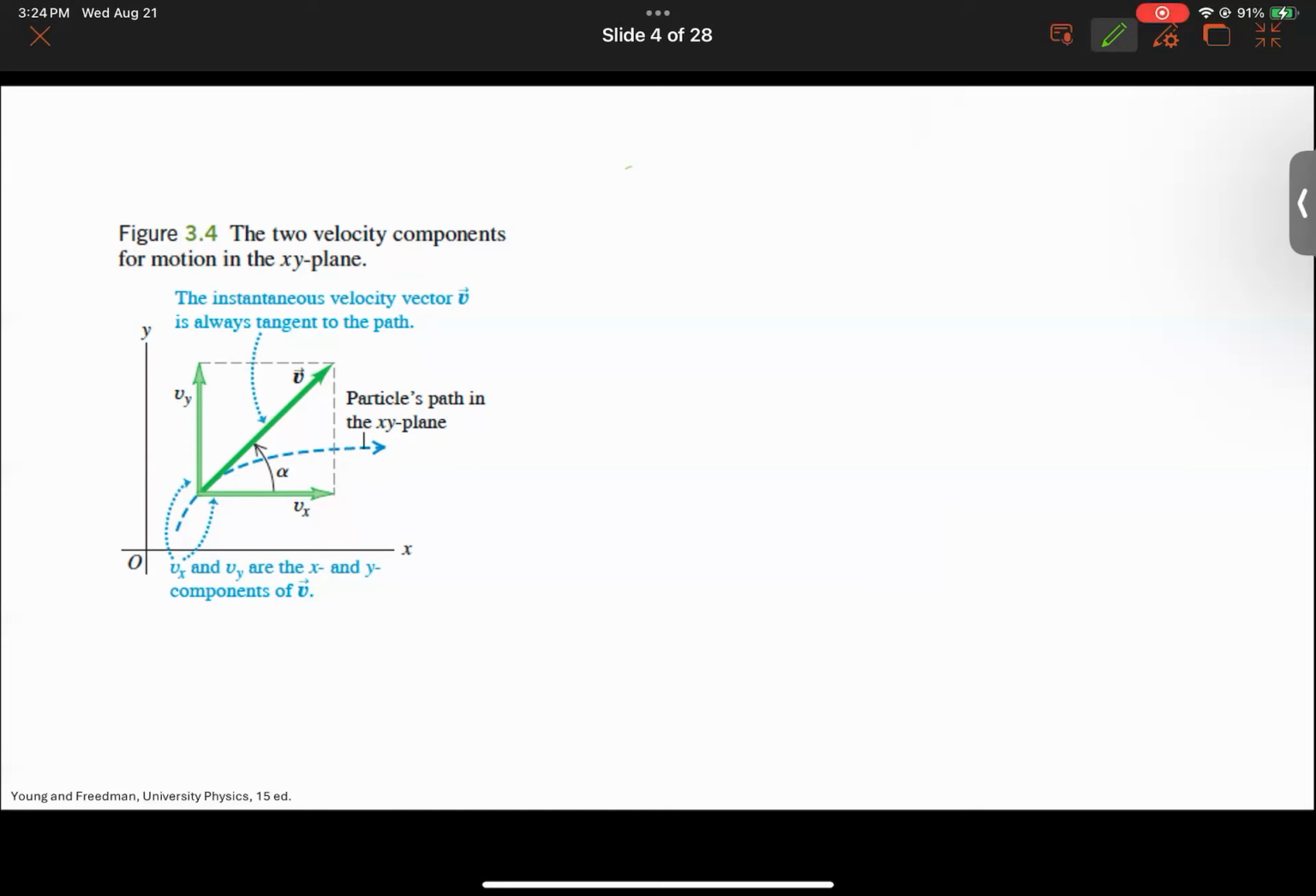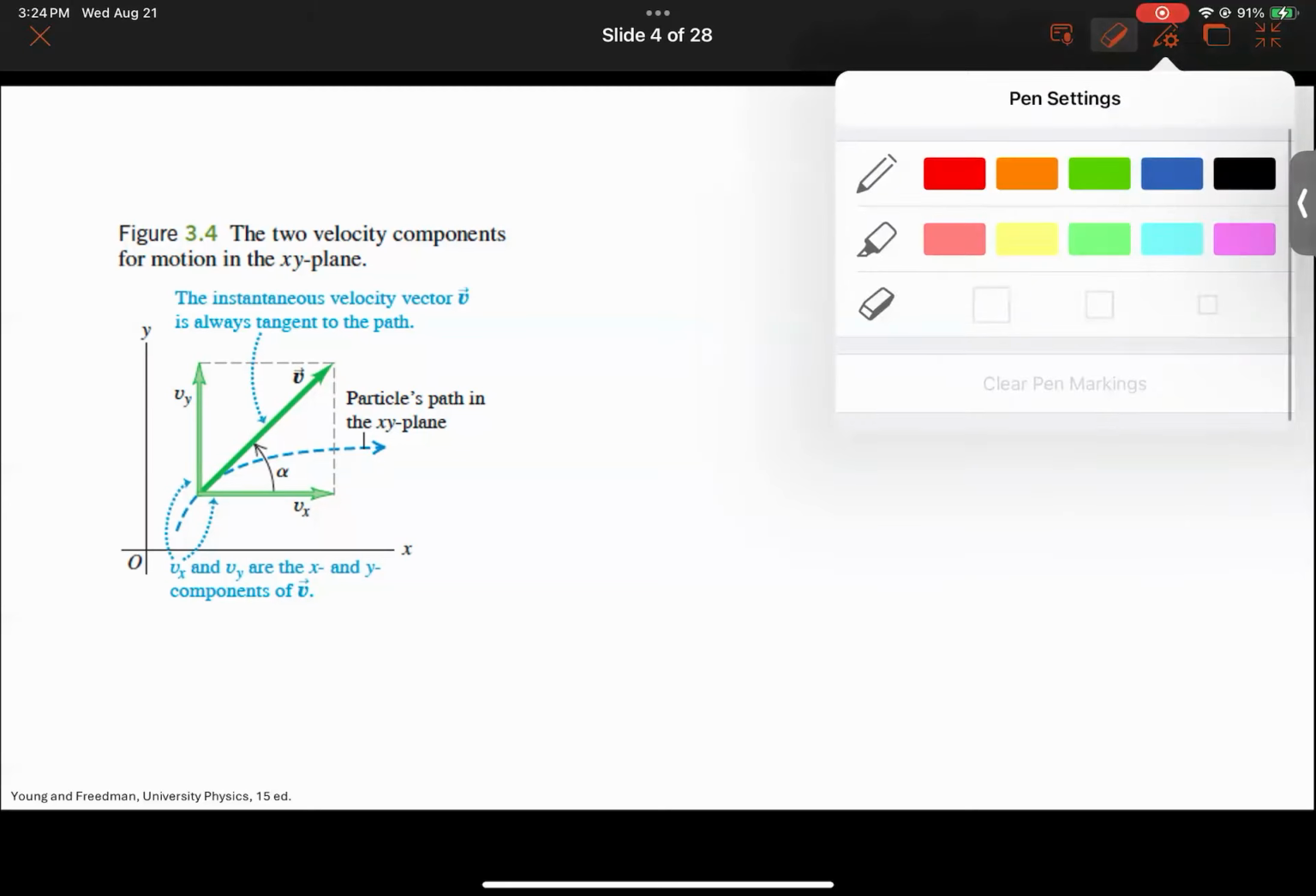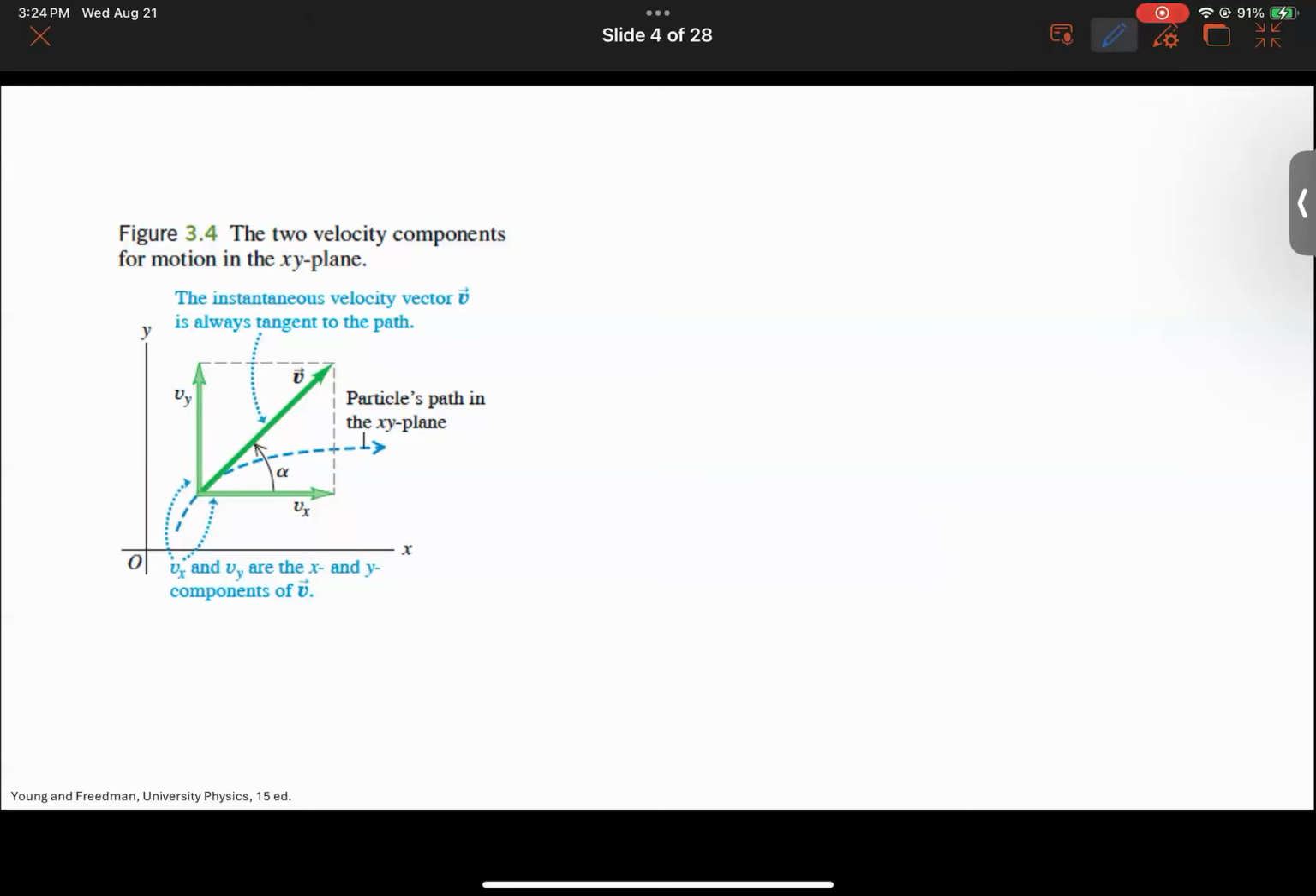Yung velocity vector ngayon, we can write as dr dt, okay, instantaneous velocity ito. So this means na d dt, and then yung position vector na x i hat plus y j hat plus z k hat.